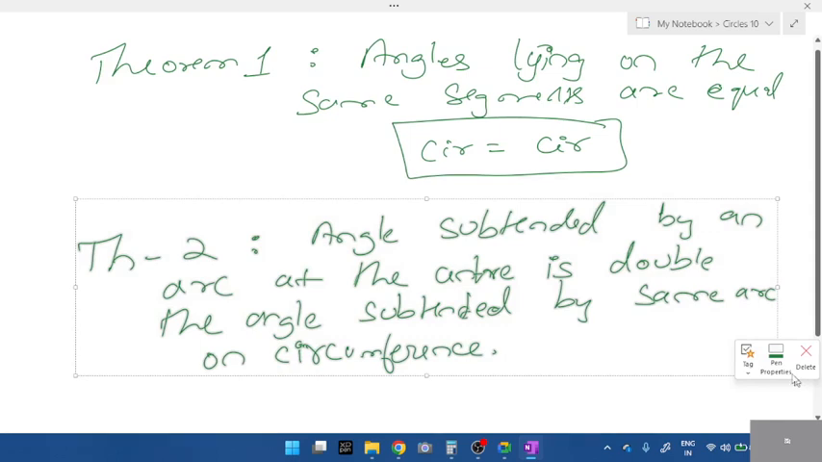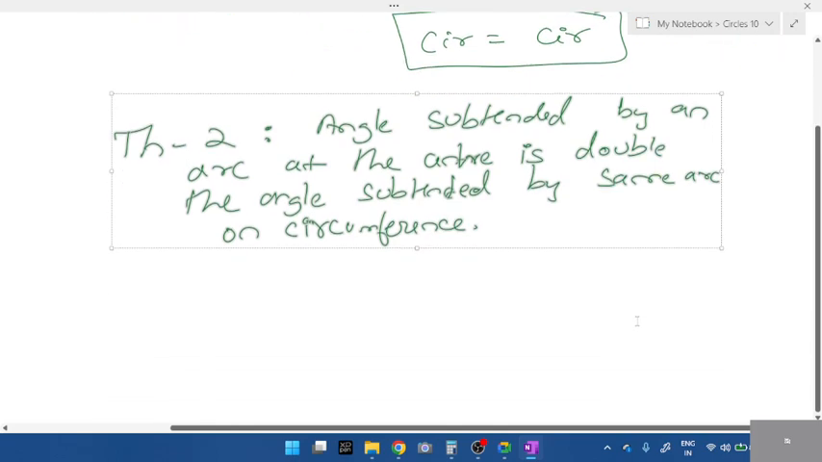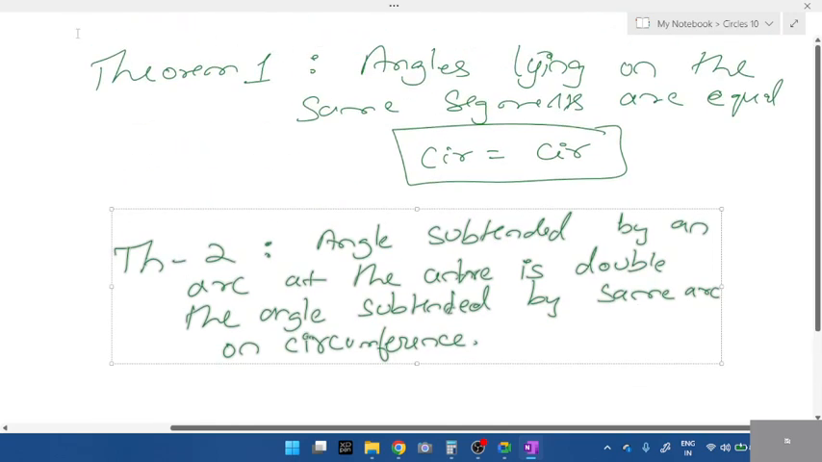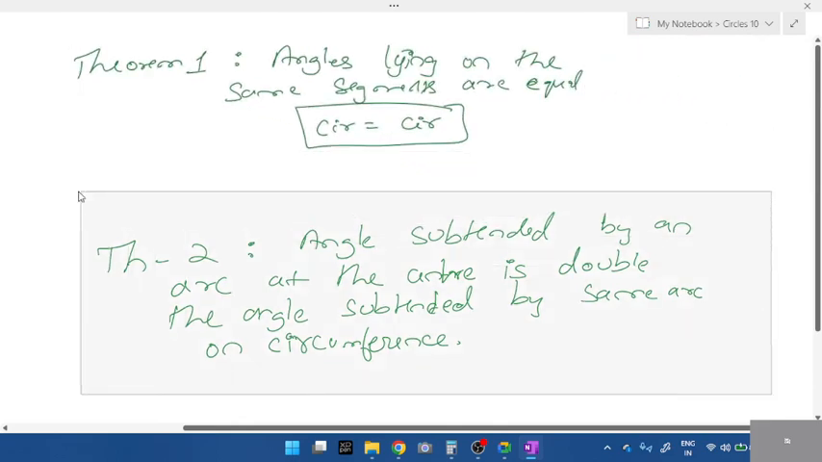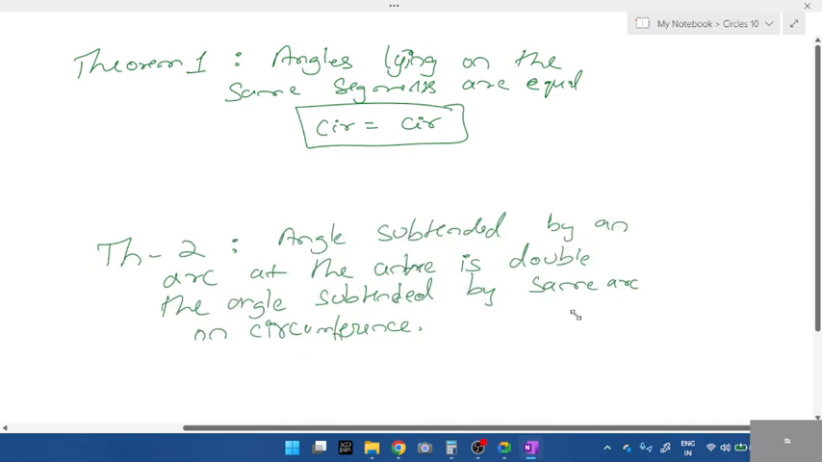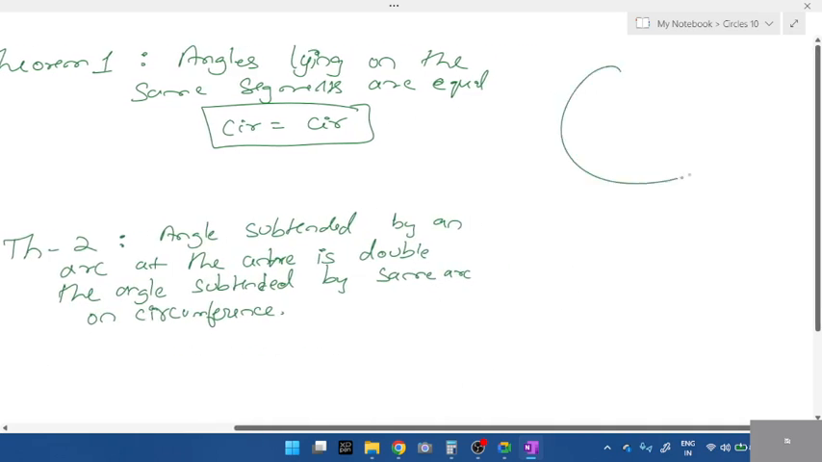This is theorem 2. By definition, it is not that clear, so I'll explain both together once again. Theorem 1 or theorem 2, don't remember it like theorem 1, theorem 2, students. Just remember center and circumference. According to the first theorem, what have they told?